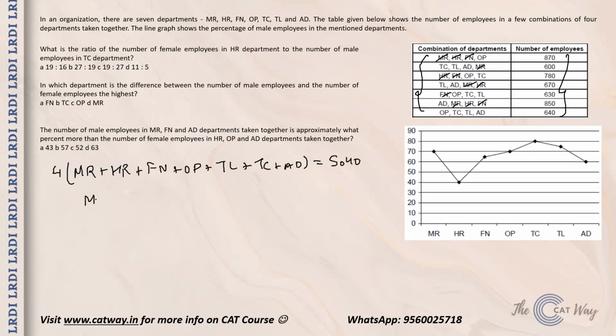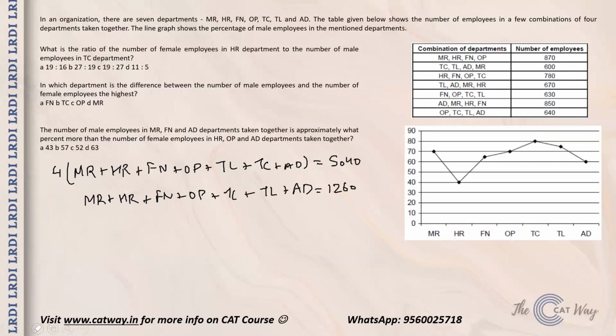So basically from here, what we get is MR plus HR plus FN plus OP, TC, TL and AD. The value of this sums up to 1260. So this is the value that we have. Okay, let me remove the crosses I had made and all that. So just hold on a second, guys. Okay, so this is done.